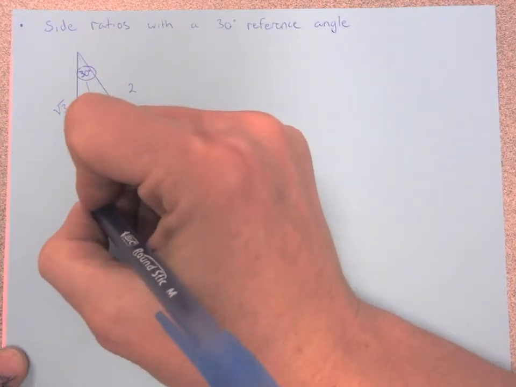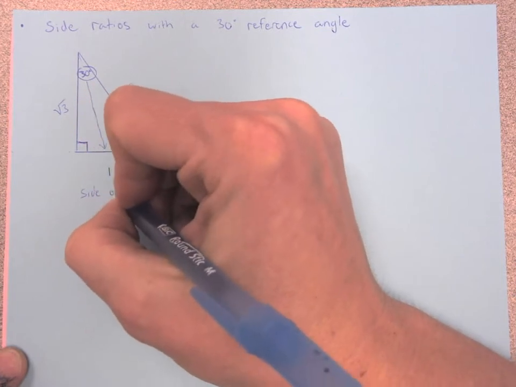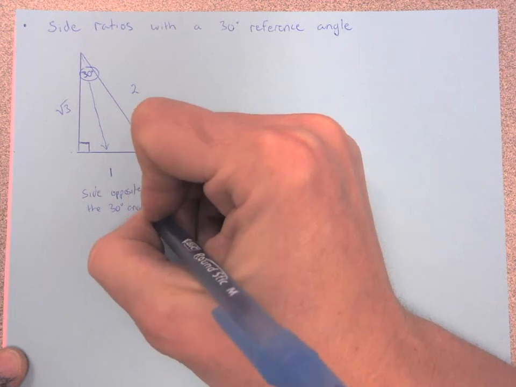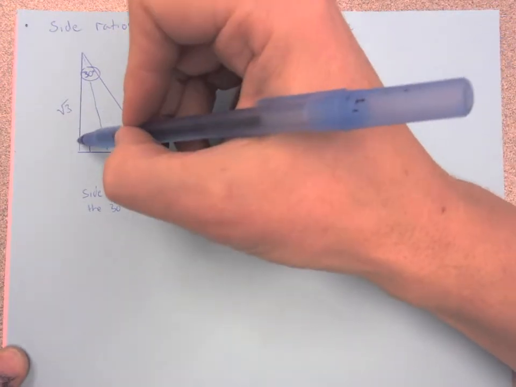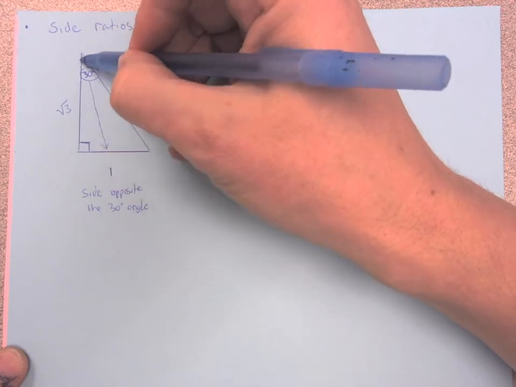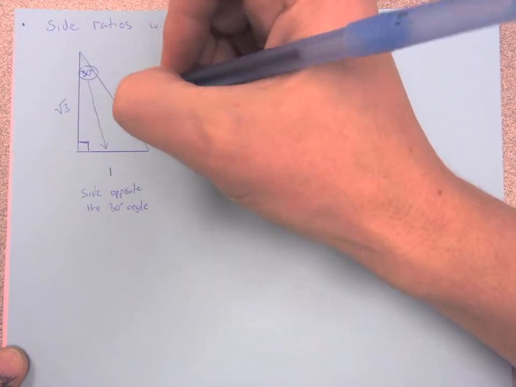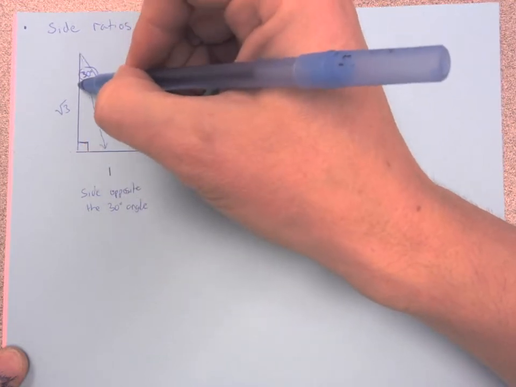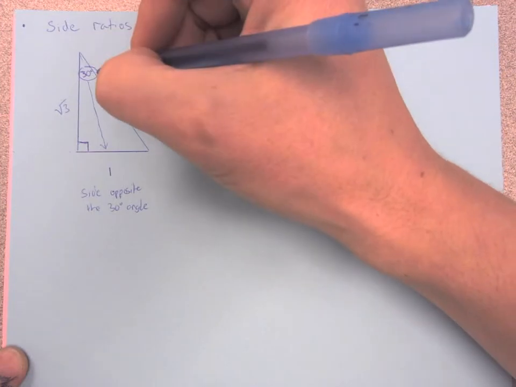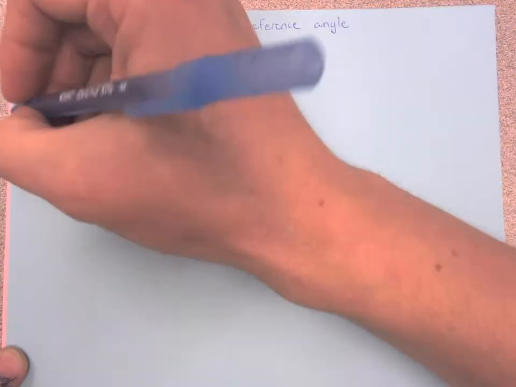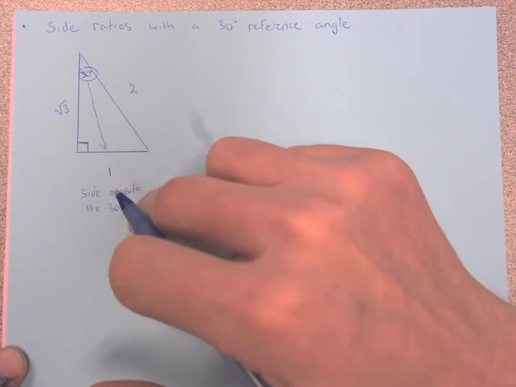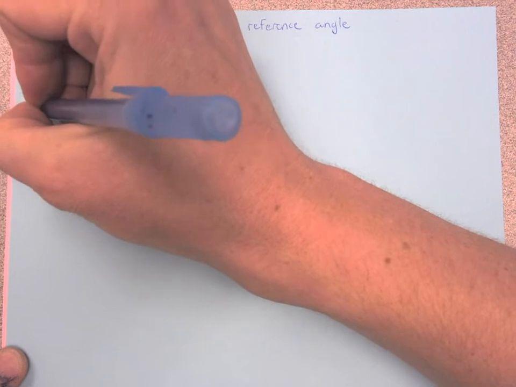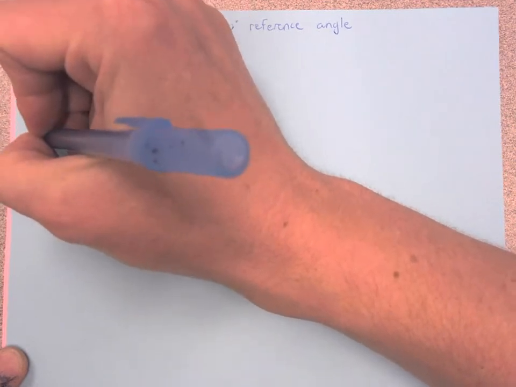So this side I'm going to label as the side opposite the 30-degree angle. Now this side right here is actually forming part of the 30-degree angle with the hypotenuse. So it's not across from the angle, it's next to the angle, or really a part of the angle. In reference to this angle, we would call this side over here the side adjacent to the 30-degree angle.